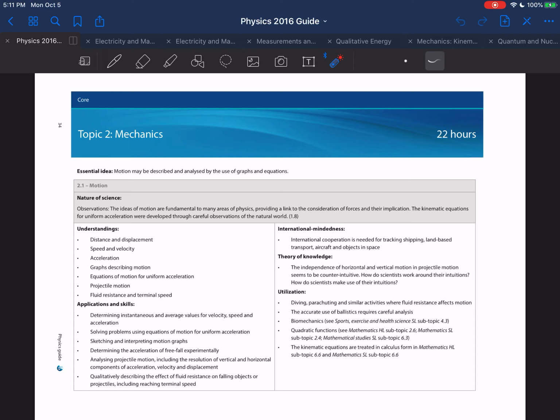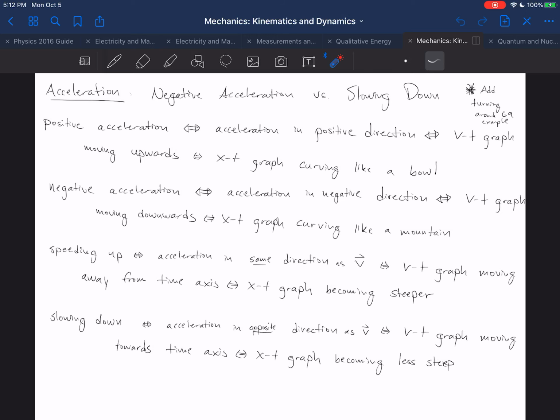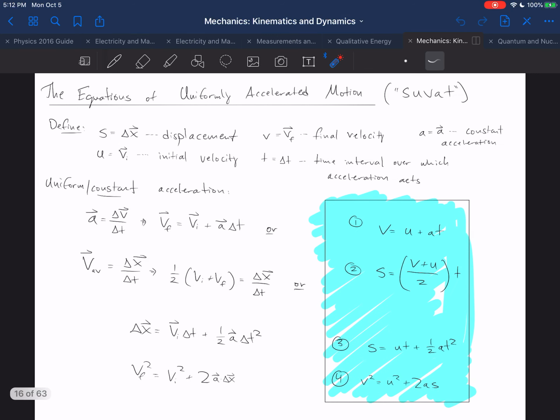Hello everyone. In this video we will continue to examine topic 2.1 motion, and in particular we will introduce the equations of motion for uniform acceleration, otherwise known as the SUVAT equations. Alright, so there's a set of equations for uniformly accelerated motion. That is motion in which that acceleration is constant.